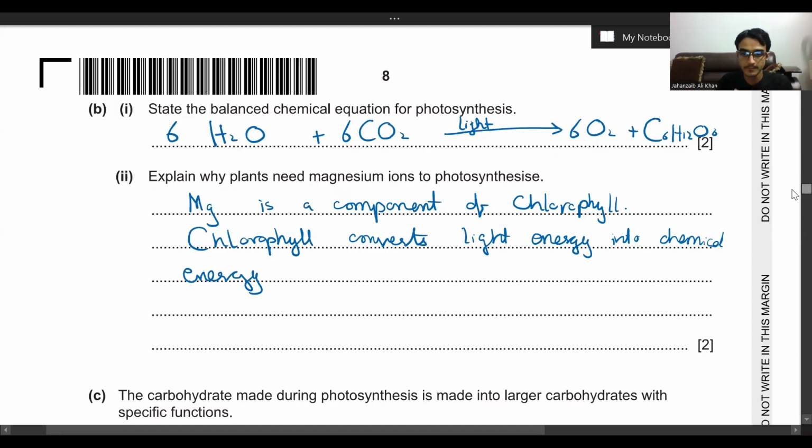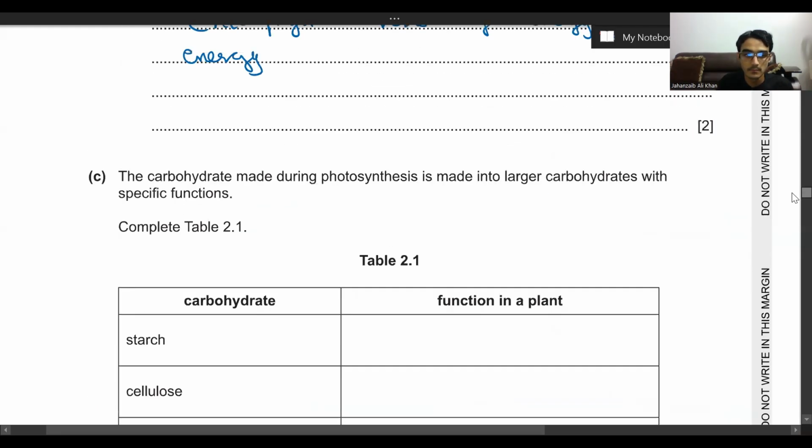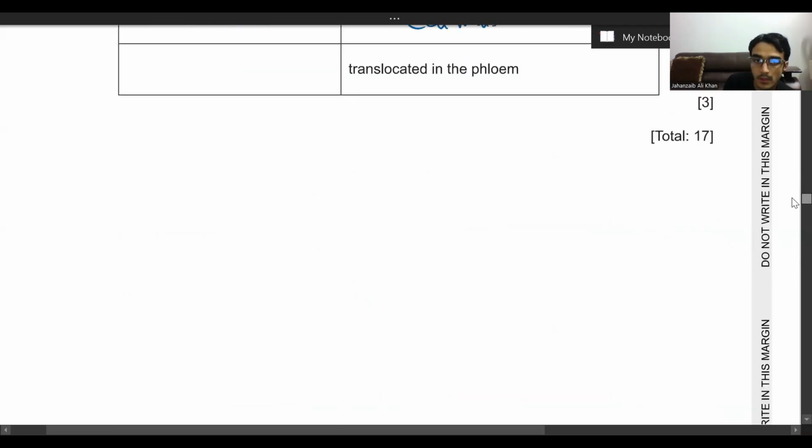The carbohydrate made during photosynthesis is made into larger carbohydrates with specific functions. Starch is the storage molecule, so energy storage. Cellulose is for cell walls. And here we have translocated in the phloem. Sucrose is the transport sugar of the plant. Sucrose.